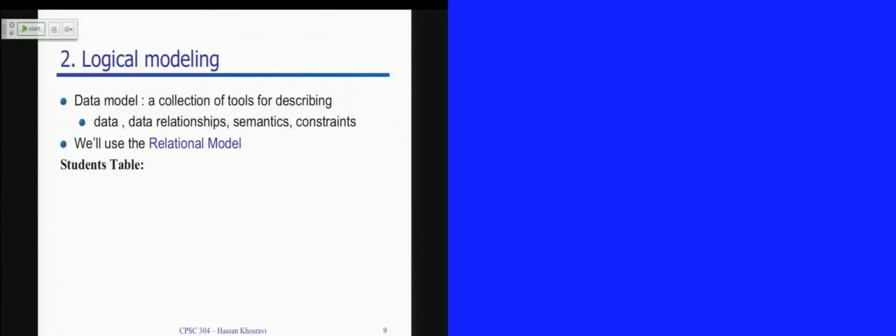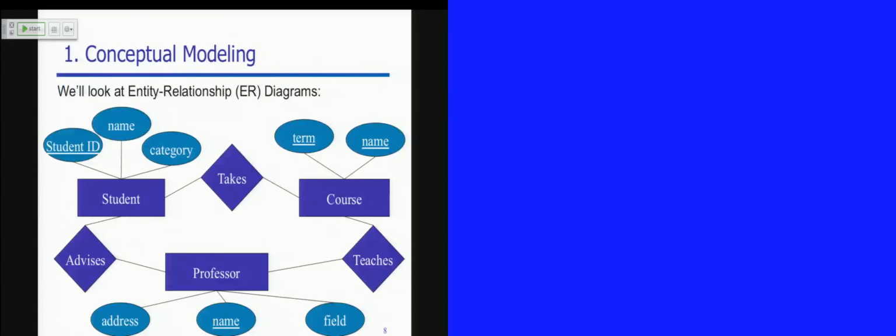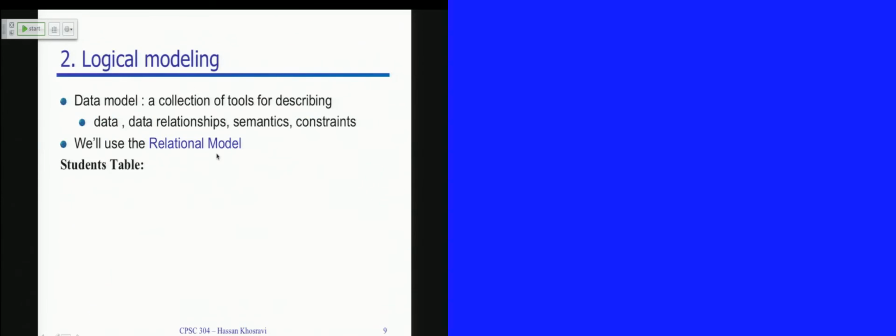Question? In the previous page, why are some of the words underlined? That's a great question. Your name? Johnny. Johnny? So Johnny is asking, why are some of the attributes here underlined? We're going to talk a lot about keys in maybe half an hour-ish. So we'll come back to the underlined values soon. Any other questions?